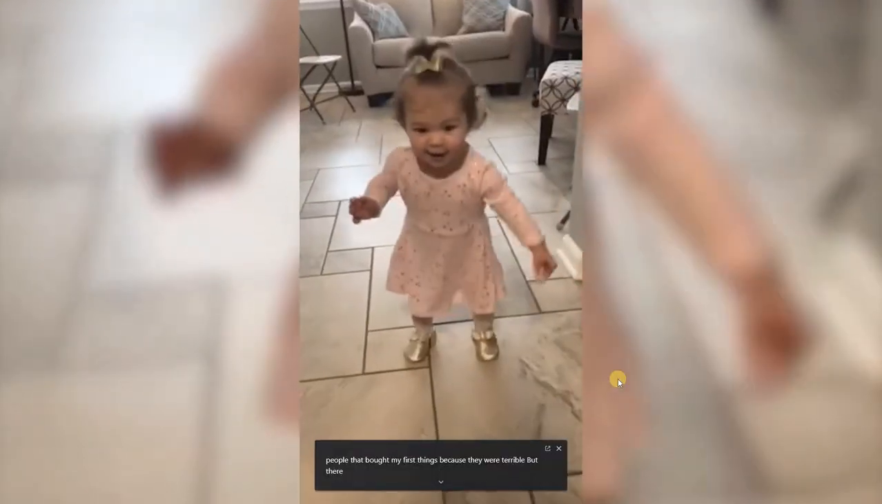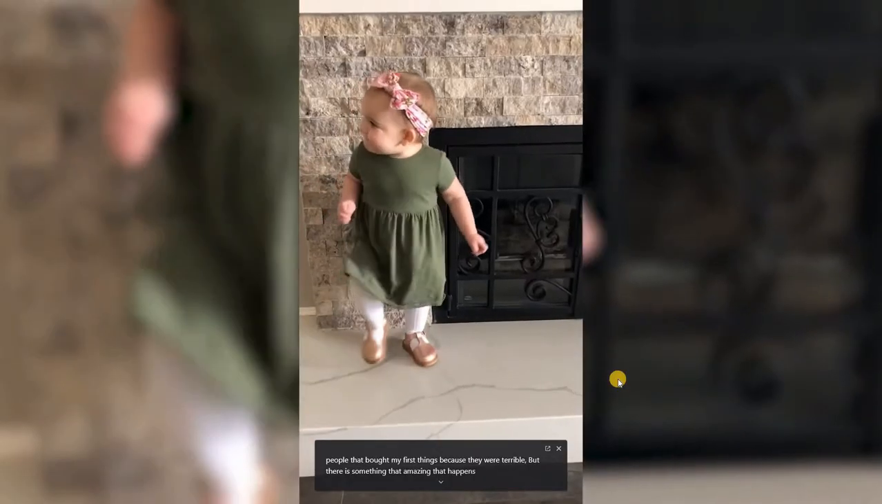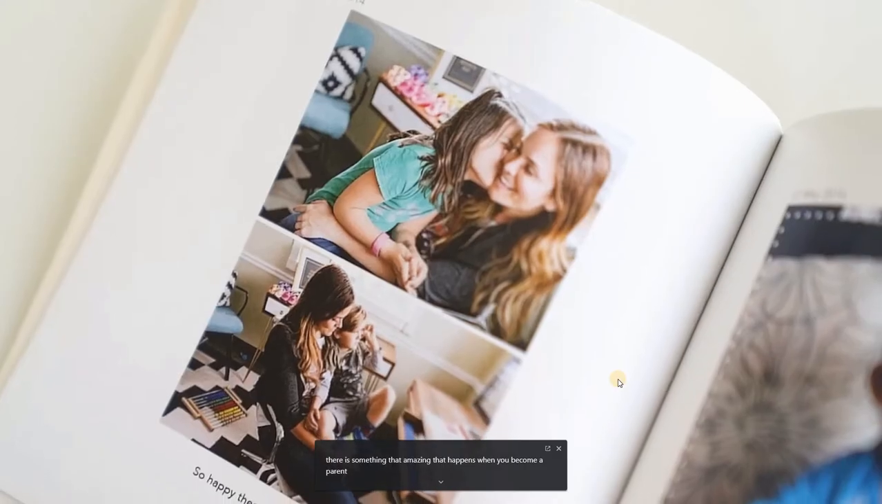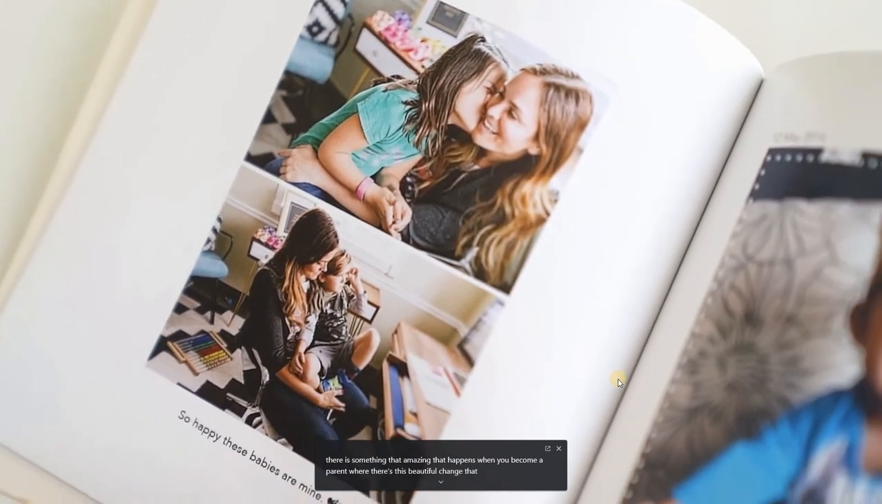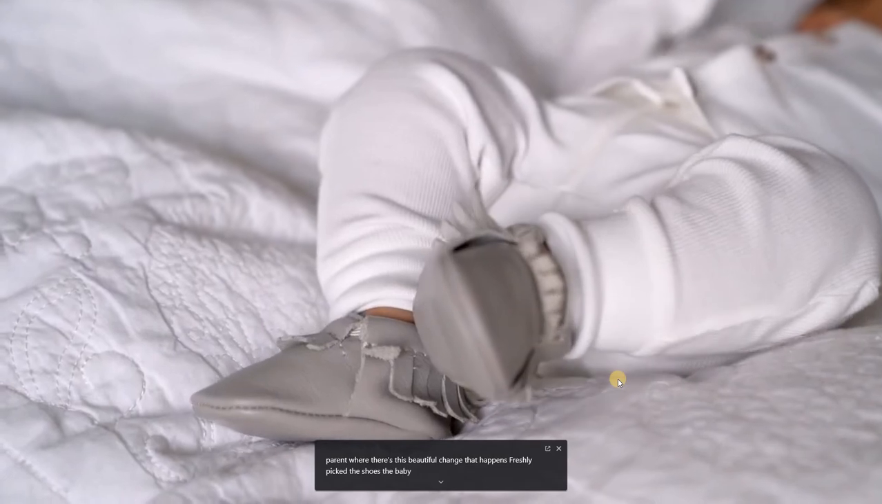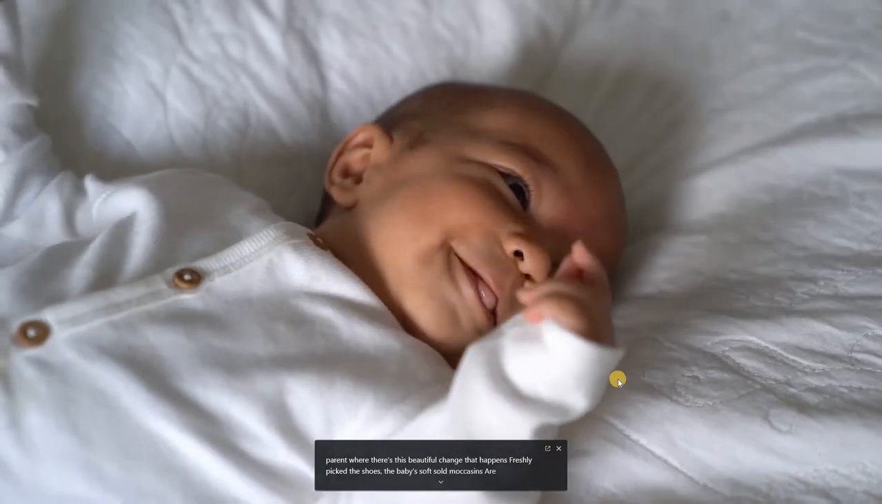But there is something amazing that happens when you become a parent, where there's this beautiful change that happens. Freshly Picked, the baby soft-soled moccasins, are these beautiful shoes that represent that time.